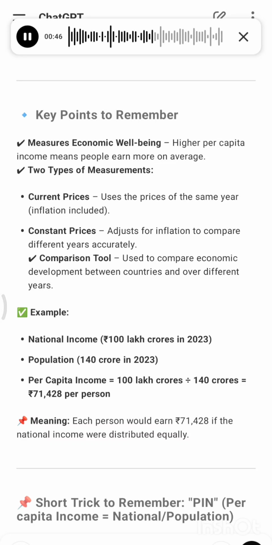Example: national income 100 lakh crores in 2023, population 140 crore in 2023. Per capita income equals 100 lakh crores divided by 140 crores, which equals 71,428 per person. Meaning each person would earn 71,428 if the national income were distributed equally.